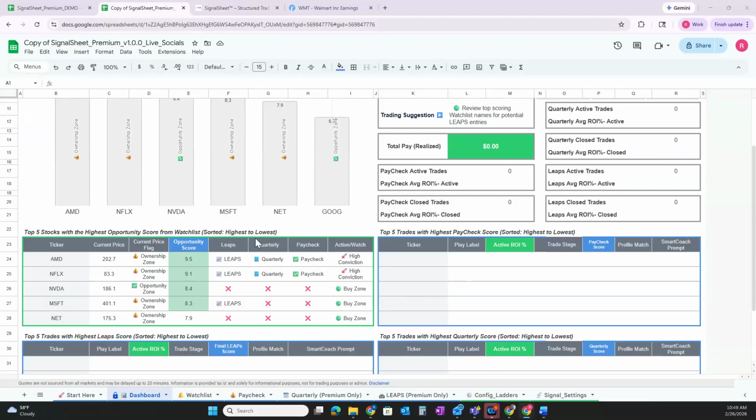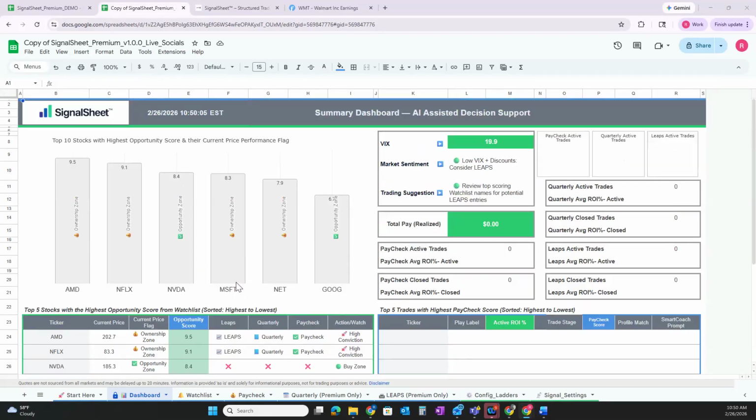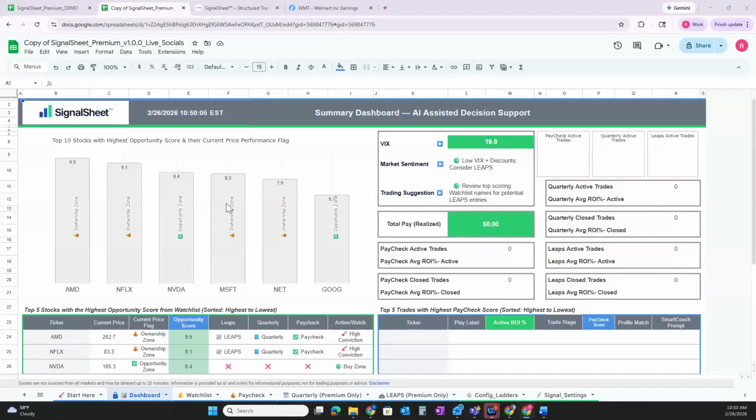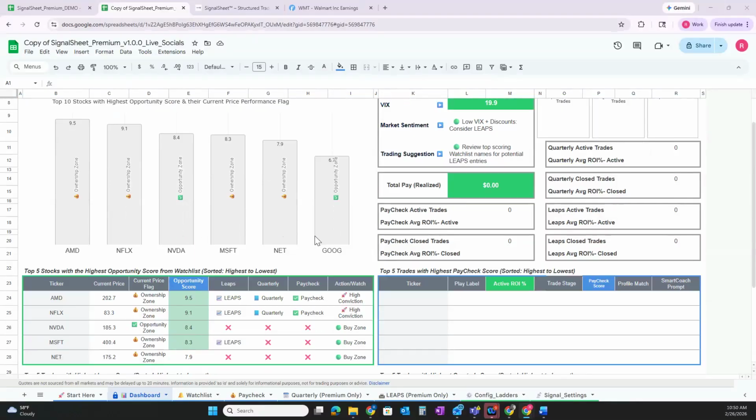Wanted to do a quick video to talk about the trade types and how it's powerful using SignalSheet, right? So this is my dashboard. Currently on my dashboard, I have what? One, two, three. I have five tickers. Actually, I have six tickers total on my dashboard.